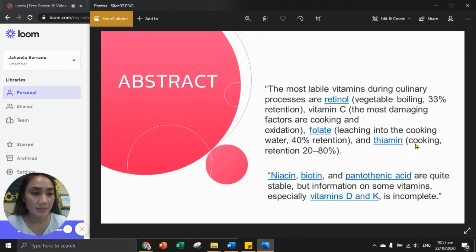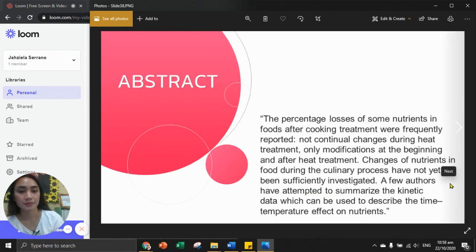And then, we also have thiamine. So, in cooking, retention niya is 20 to 80%. So, again, depende nga sa environment where you expose it, no? Niacin, biotin, and pantothenic acid are quite stable. So, niacin is vitamin B3, biotin is vitamin H, pantothenic acid is vitamin B12. So, quite stable sila, but information on some vitamins, especially vitamins D and K, is incomplete.